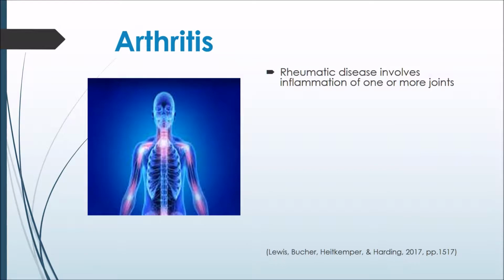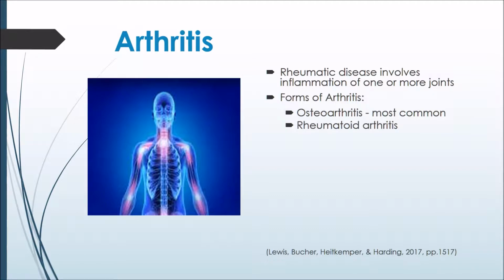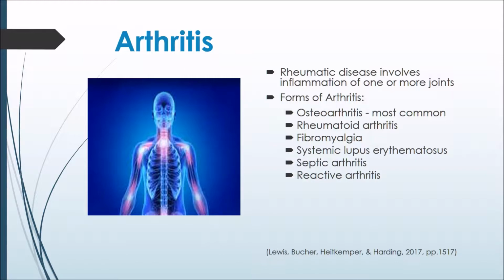Arthritis is a form of rheumatism, which is defined as any disease marked by inflammation and pain in the joints, muscles, or fibrous tissue. Osteoarthritis is the most common form of joint disease in the world. Other forms include rheumatoid arthritis, fibromyalgia, systemic lupus erythematosus, septic arthritis, reactive arthritis, psoriatic arthritis, and gout.